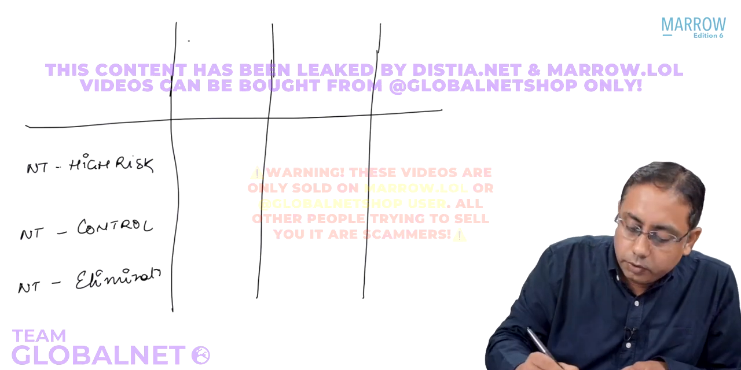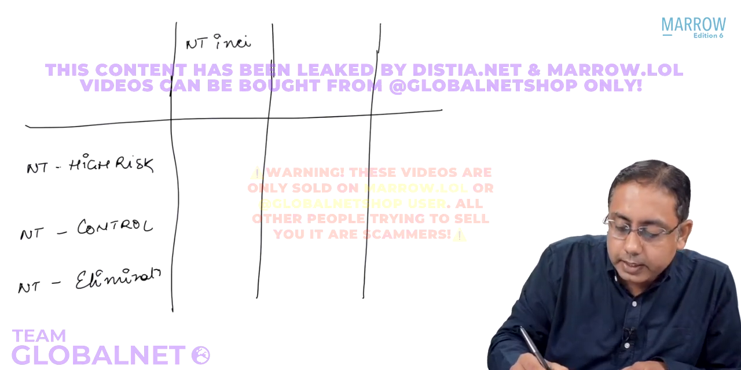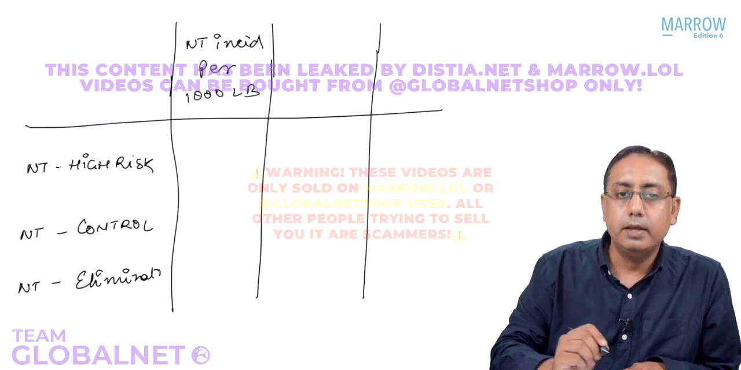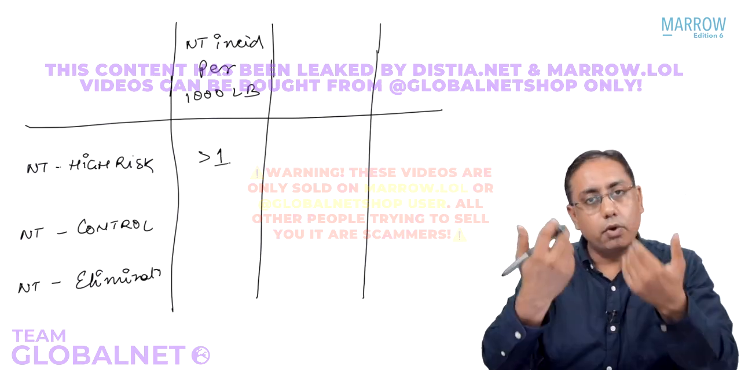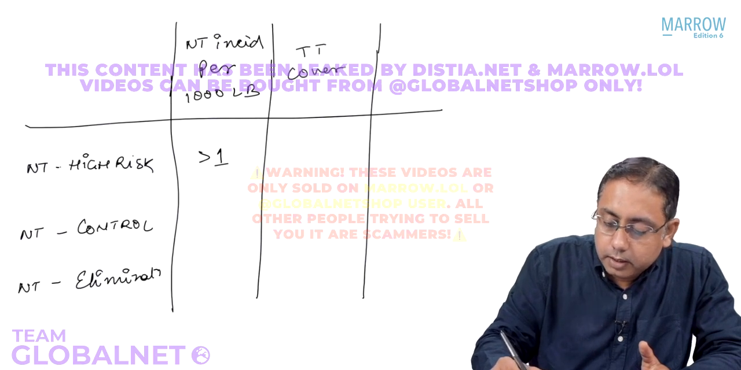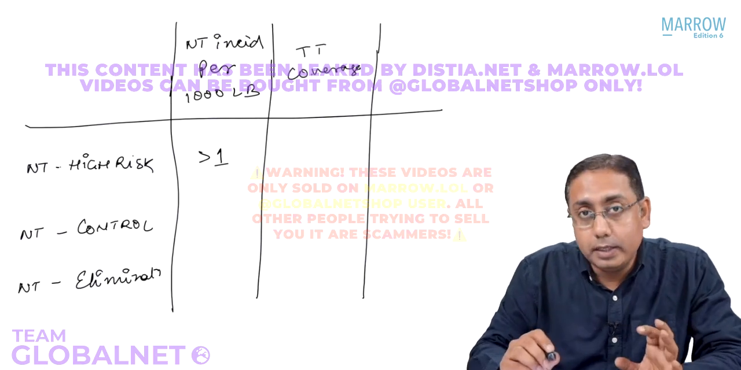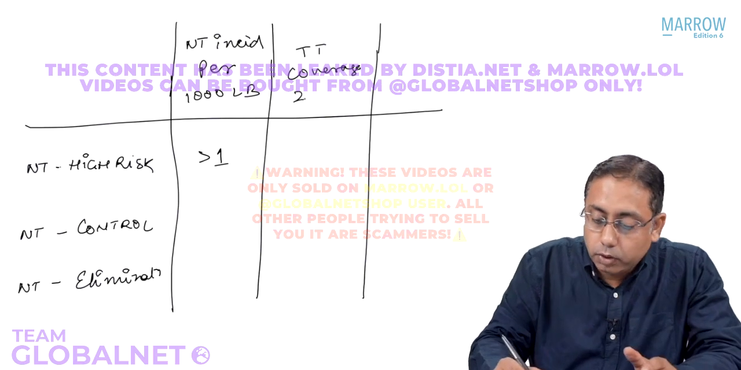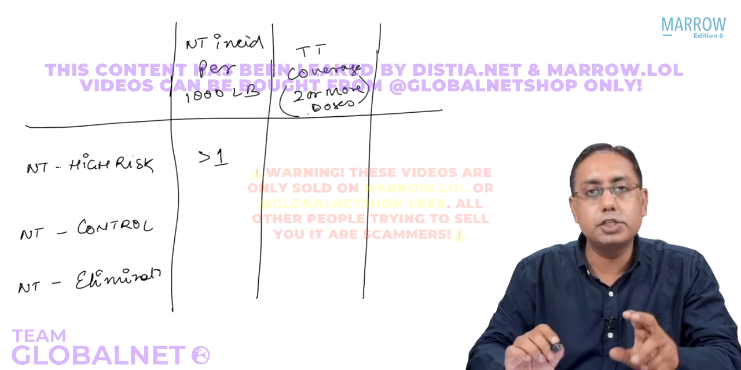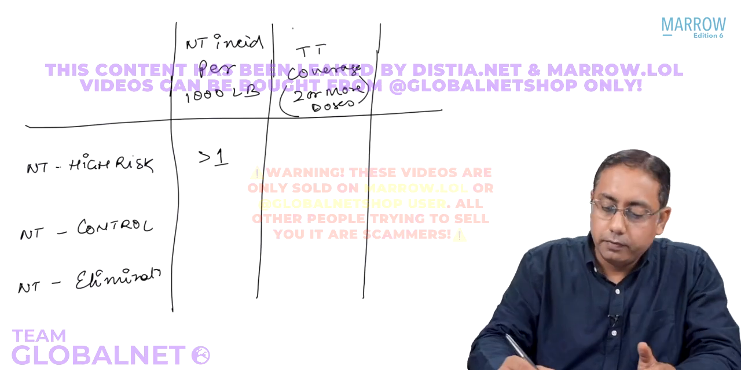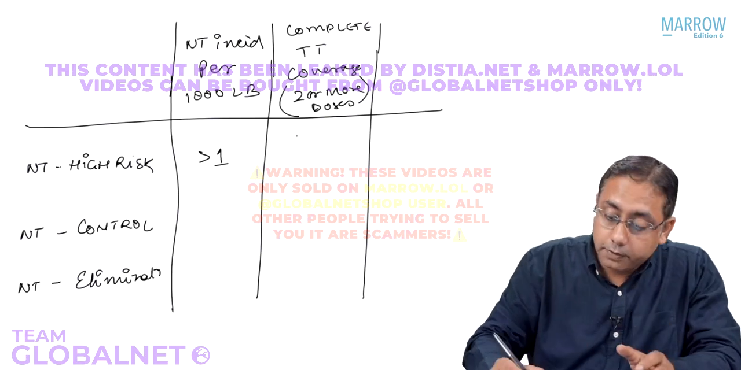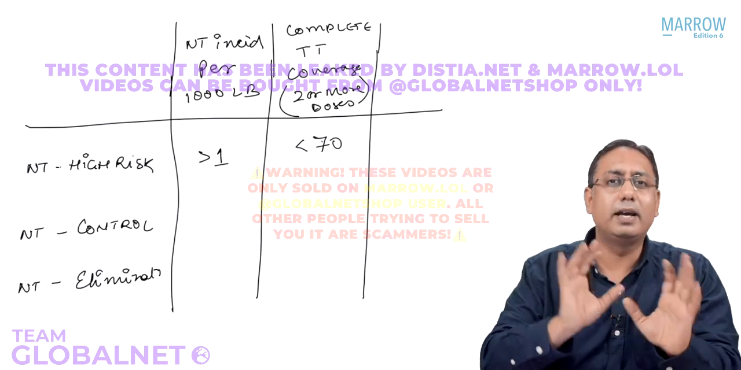In this, we consider the incidence of neonatal tetanus per 1,000 live births. If it is more than 1, that is called a high risk area. Or if the TT coverage in the area, what do you mean by TT coverage? Complete TT coverage, that is 2 or more doses of the immunization, is known as complete TT coverage. If the complete TT coverage is less than 70%, that is also a high risk area.